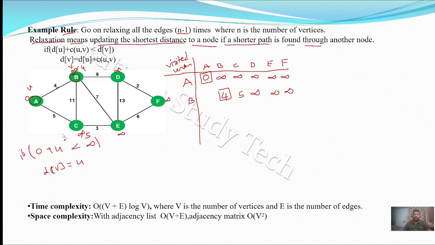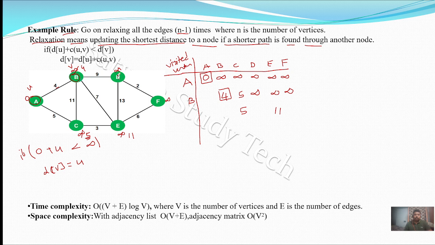Now you can use the same formula here. B is 4. Now B to C: here it is 4 plus 11, that is 15. But 5 is already there, so this is smaller. You can leave it, it is 5 already. Then B to E: 4 plus 7, that is 11. Already infinity is there, so 11 is the minimum. So you can update here: B to E is 11.